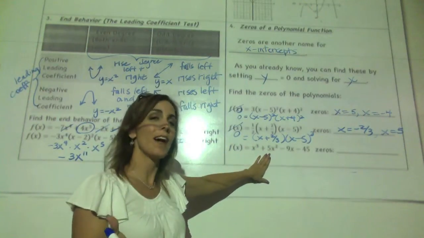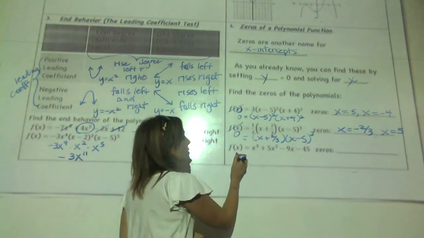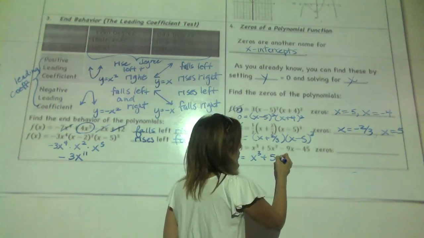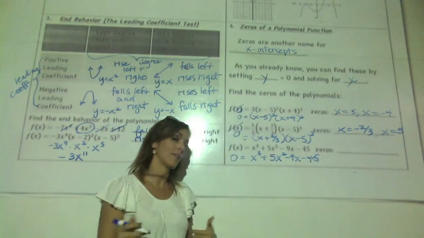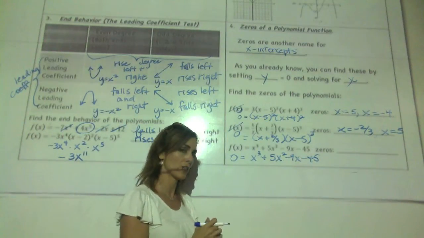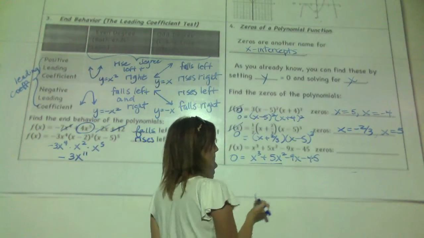This one, not factored yet, so we actually have to factor it ourselves to find the zeros. 0 is equal to x cubed plus 5x squared minus 9x minus 45. Any ideas on how to factor this thing? 4 terms, highest is a cubic. What's the first thing you should try? Grouping. Let's try grouping.